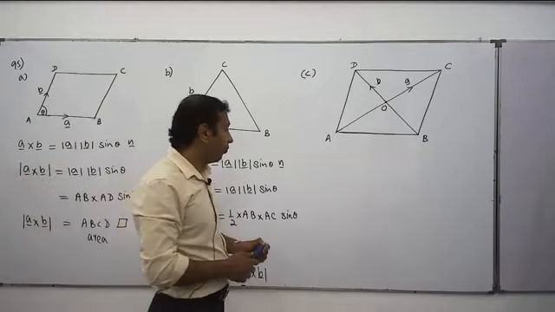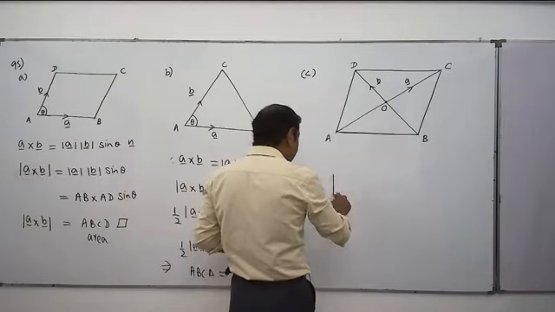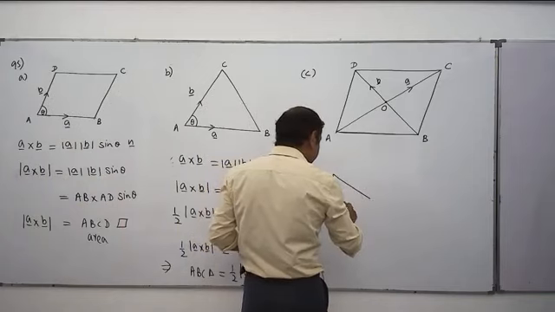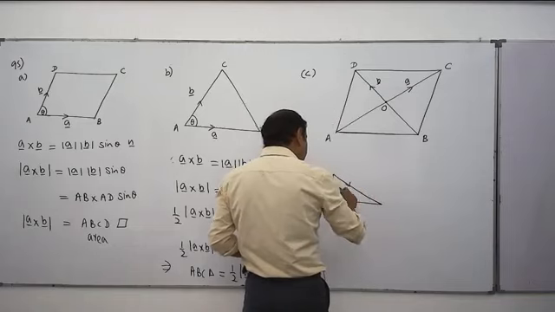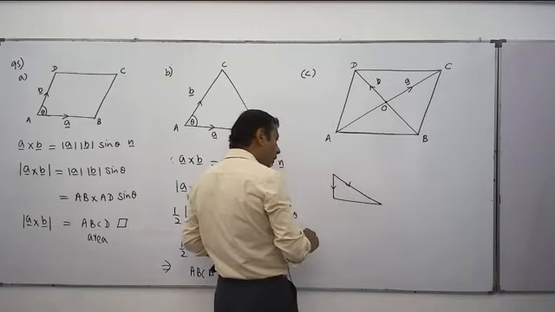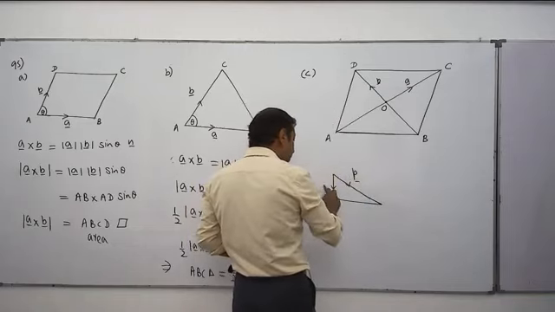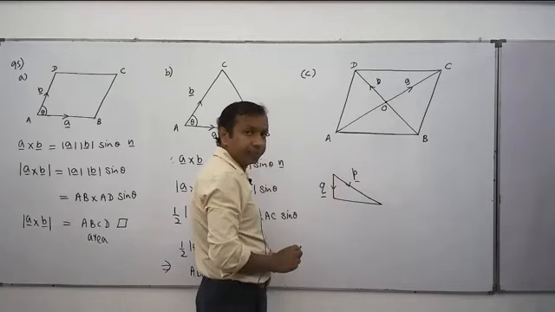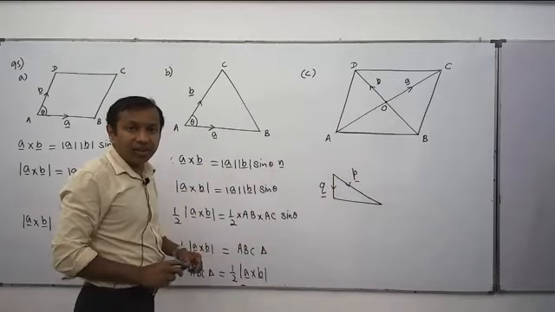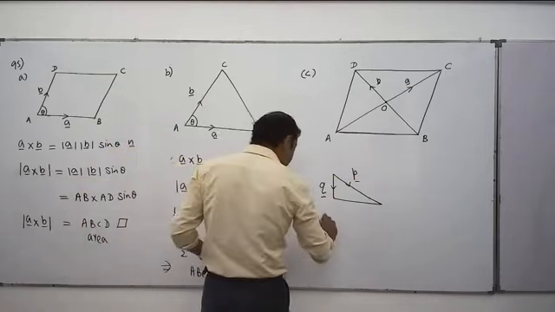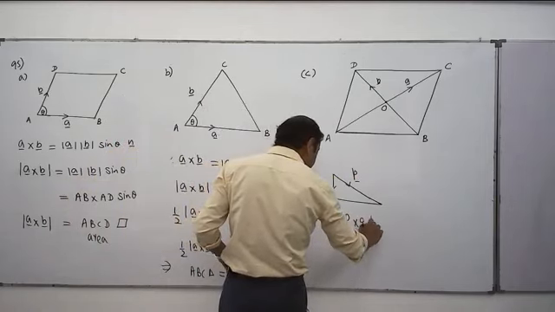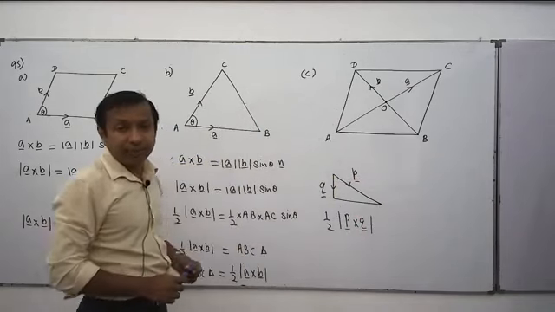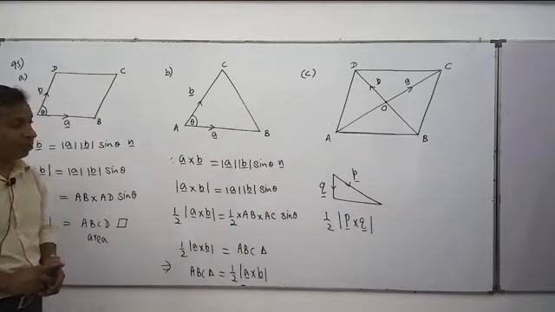Like that, people, suppose we have a triangle like this. This vector and this vector are given. Suppose this vector is P vector, this vector is Q vector. Then what is this area? Area is half modulus P cross Q. Understand? Half modulus P cross Q.